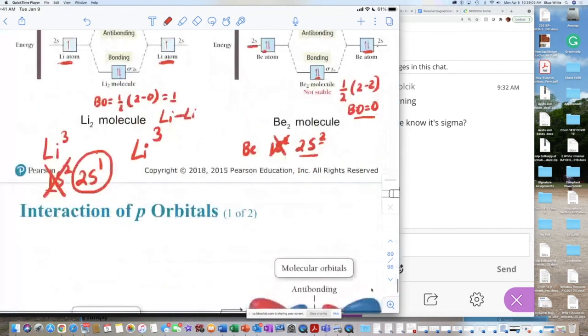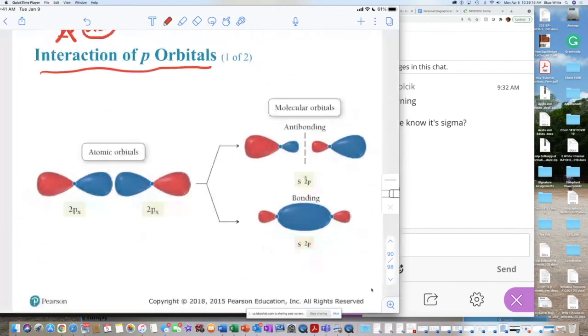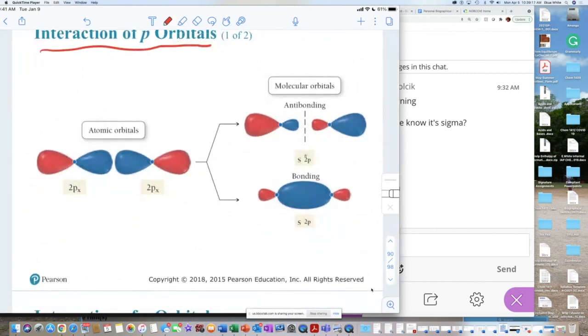Okay? So now we are looking at interacting p orbitals. We saw how the s orbitals interacted. Now we're looking at the p orbitals. You see how they start with a px first? They start with a px. So this is 2 px orbitals interacting.